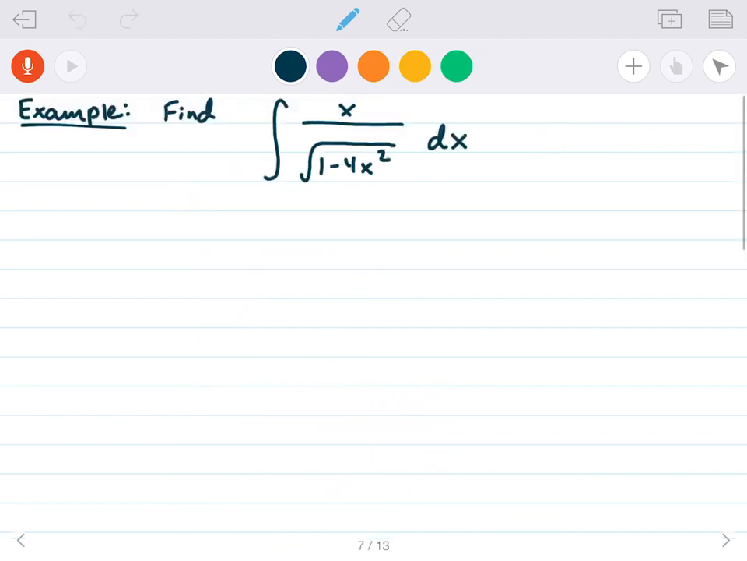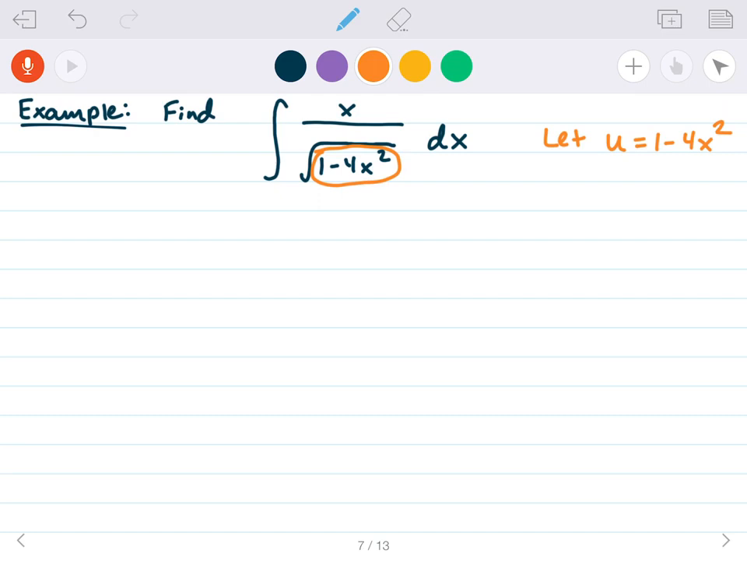All right, let's go ahead and do this one. So again, your strategy here is to see if you can take the complicated thing and set it equal to u and see if things will cancel out. So the complicated thing is usually the thing under the radical in this case. So I am going to see what happens when I let u equal 1 minus 4x squared.